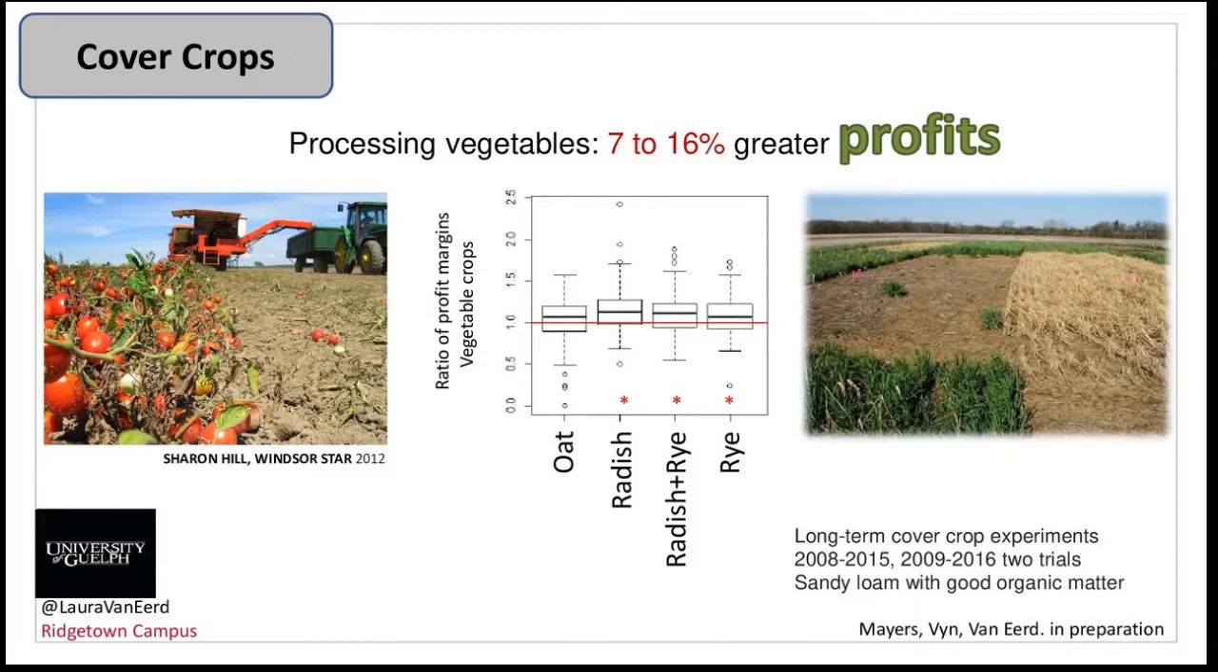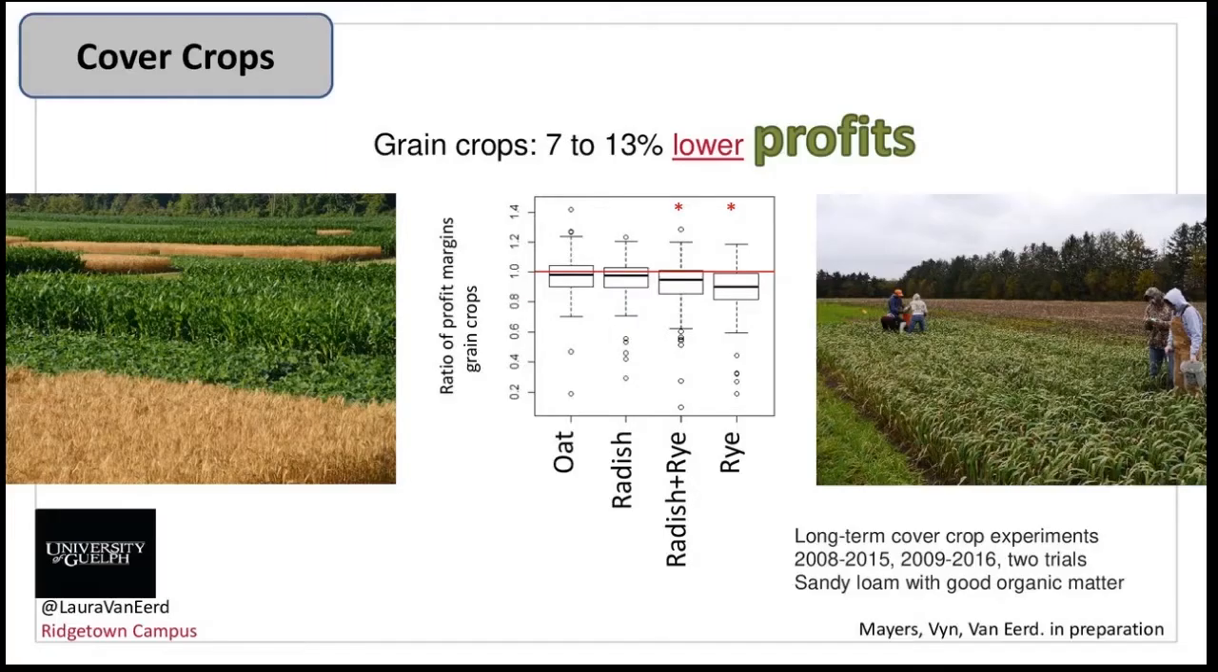So what about grain crops? Well, in grain crops, we have lower profit margins, 7 to 13% lower. Okay, so keep in mind, we still have the burn down that's attributed to the cereal rye cover crop. The other thing was in these 4 years that we grew grain crops, we had 2 years with wheat. So you guys know the profits on wheat. So we had 2 years of wheat, 1 year of grain corn, 1 year of soybeans.